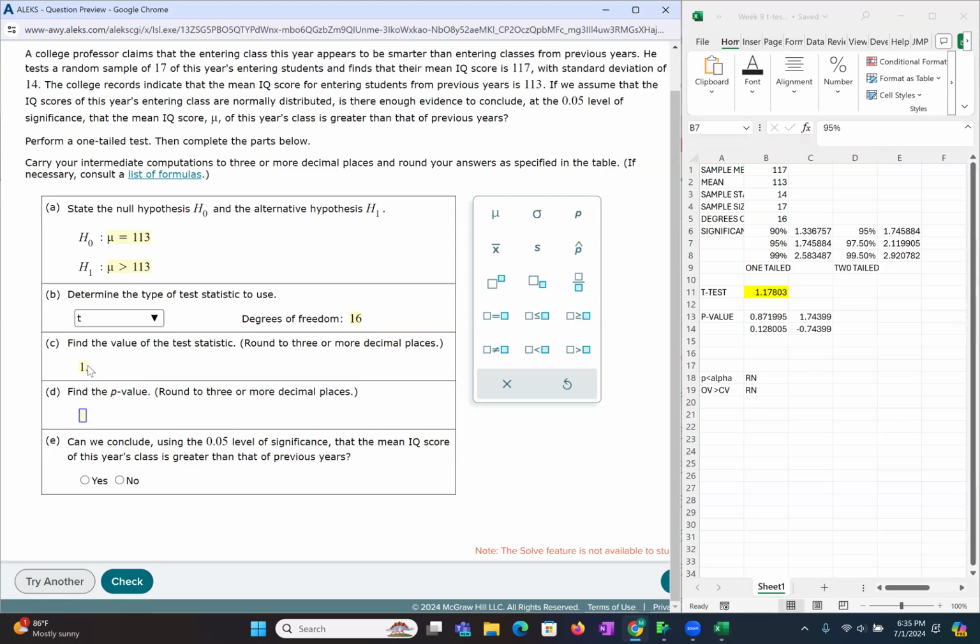Excellent. Oh my goodness. Bear with me, teacher having technical difficulties, okay? There you go. Okay, the p-value.